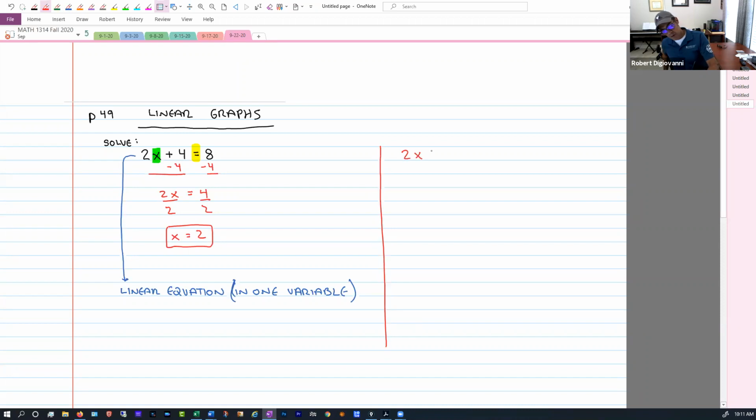2x plus 4y equals 8. So what I've done here is it almost looks like the same equation, but I've added this y in here, right? Instead of having just a 4, I now have 4y. So there's a major difference between these two equations. The first one is called a linear equation in one variable. The second one is called a linear equation in two variables.